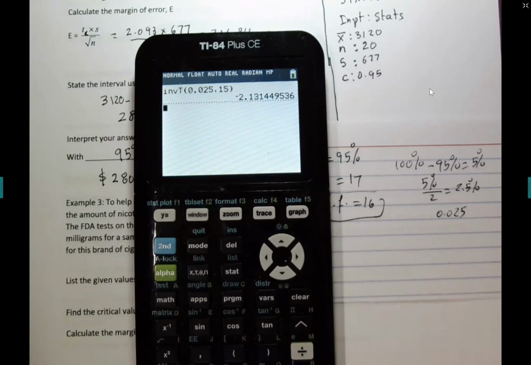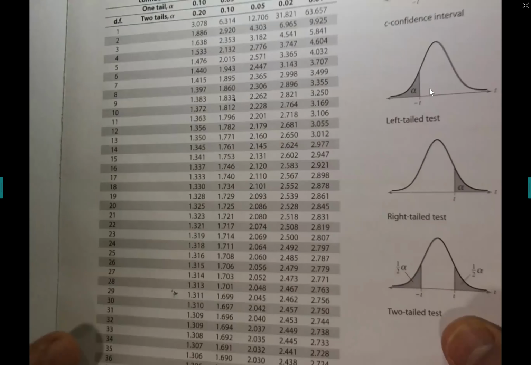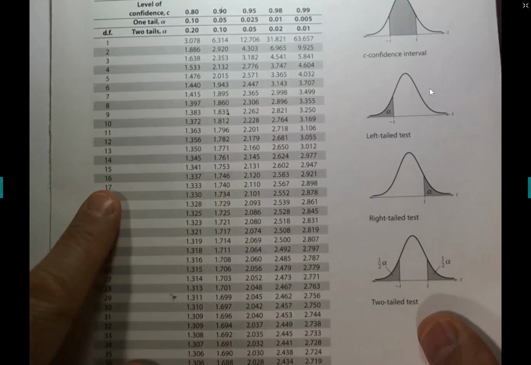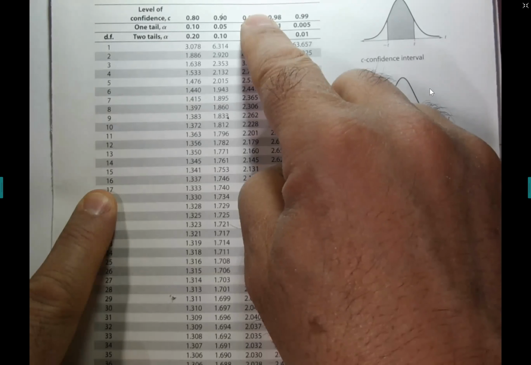You want to check and see what the value is in the table if we didn't want to use the calculator. So remember, I did 95% and degrees of freedom is 16. Sample size is 17. Let's see, guys. So here's a 16 right here. And 95%, guys, watch.